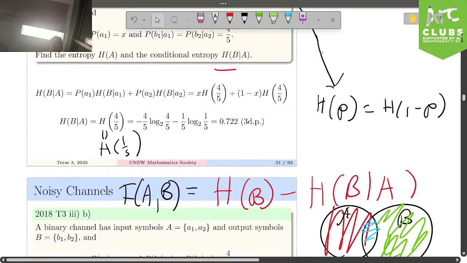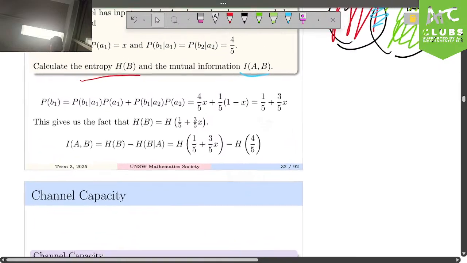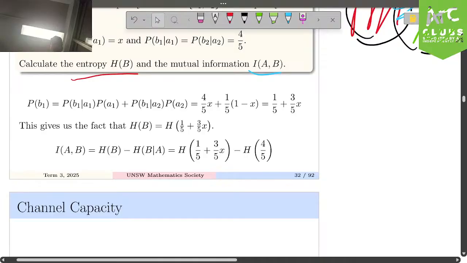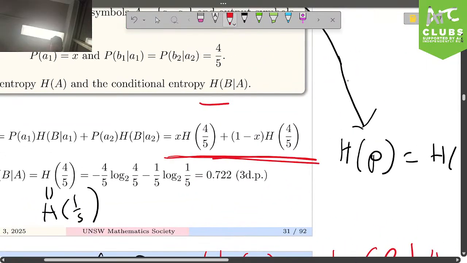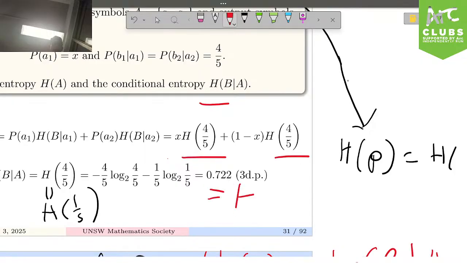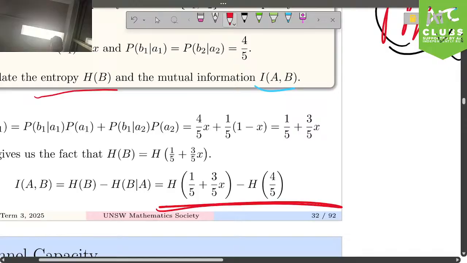That was B given A, over there. And it's a typo here. Oh wait, yeah, I see. Because you can simplify this because these terms are the same, so this turns out to be just equal to H of 4 over 5. I think that shows up a few times in a question like this. So this turns out to be just your mutual information.